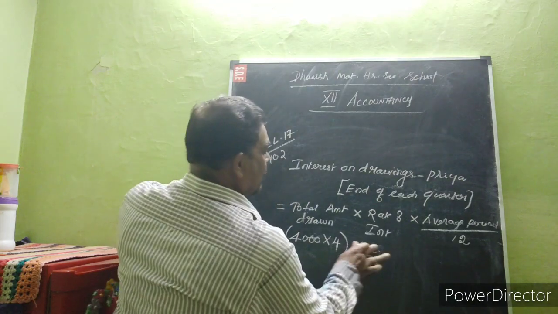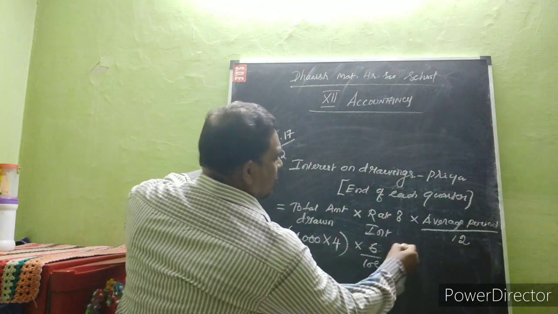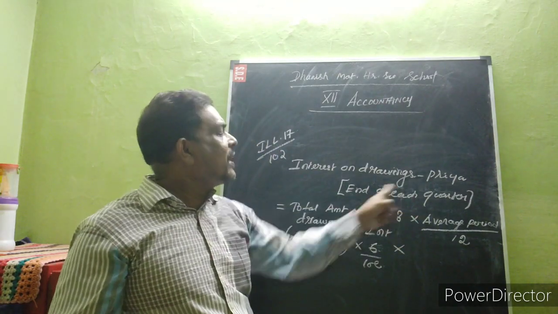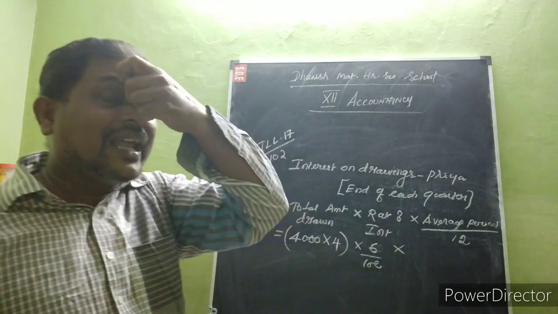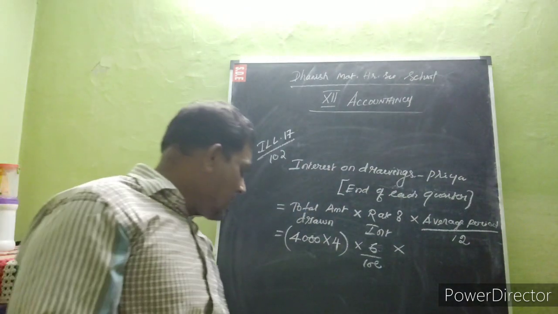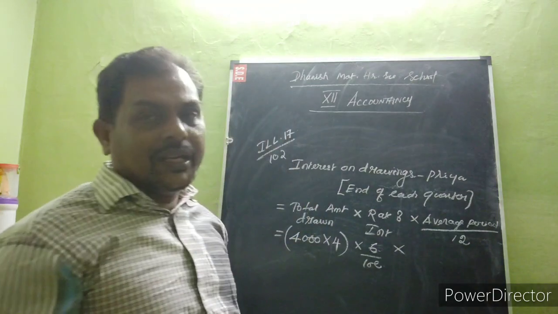Yeah, 6 divided by 100. 6% is given, so 6 divided by 100. Now, what is the average period for? Each end of each quarter. Okay, for quarterly, how much would the beginning come to? That is for beginning, that is 15 by 2.